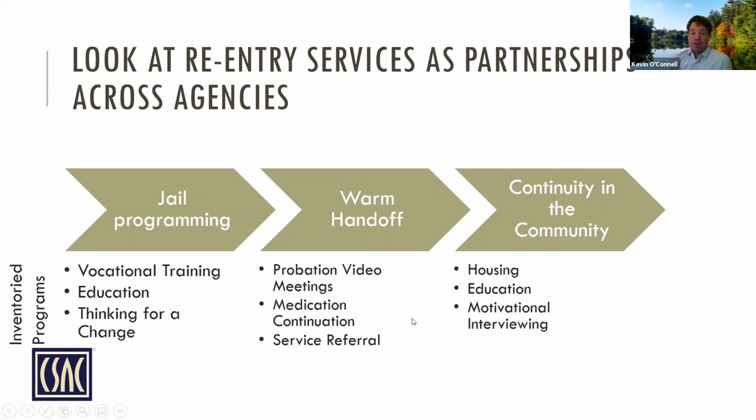Looking at reentry services as partnerships across agencies is one of the parts I've seen most successful, because there are all these different groups trying to work with people at various stages of either custody or supervision. This is an example where a county inventoried 9 different programs, including vocational training, education, and thinking for a change, but also looked at the ways we're supporting what's called a warm handoff between different stages. So someone's getting released from jail: how do we make sure somebody knows what happens next? How do we make sure there is continuity in their education plan? How do we make sure they're ready to change and ready to embrace their new life in the community after release from incarceration? What are ways that we can do that?